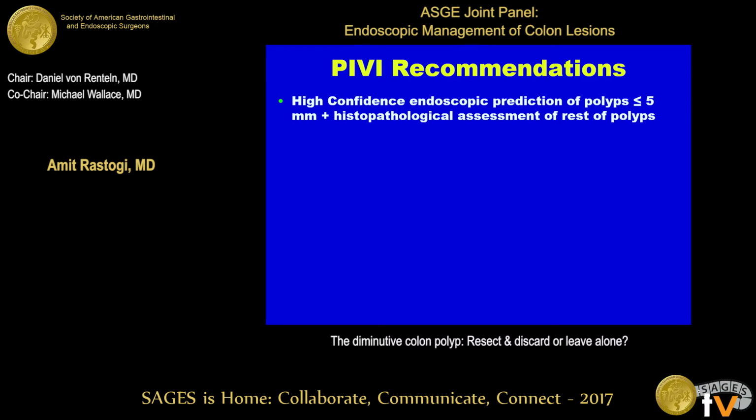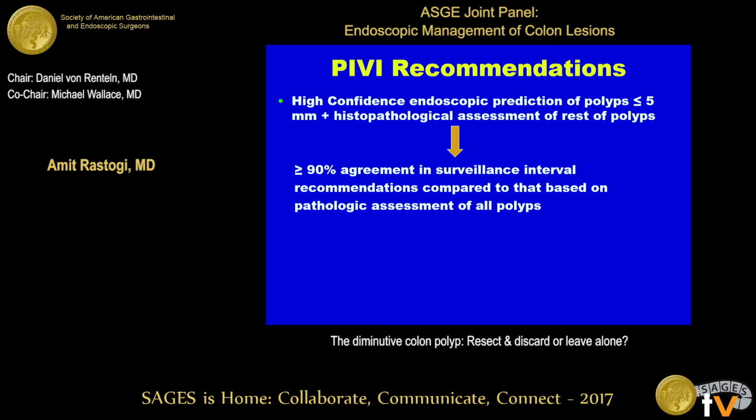The first recommendation, or the benchmarks or the threshold that was set, was if you use your high confidence endoscopic prediction of the polyp histology of diminutive polyps and combine this diagnosis with the histological diagnosis of rest of the polyps, because patients can have diminutive polyps as well as polyps that are more than 5 millimeters. So if you combine those two and then come up with a recommended surveillance interval, there should be a greater than 90% agreement between your recommended surveillance interval to that you could get from histological examination of all the polyps.